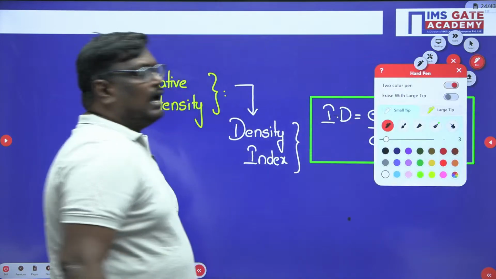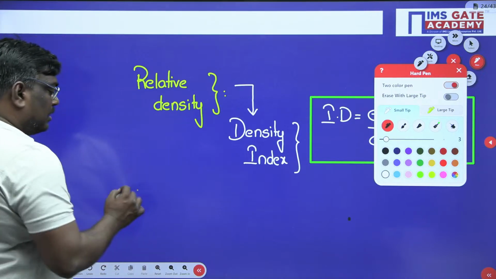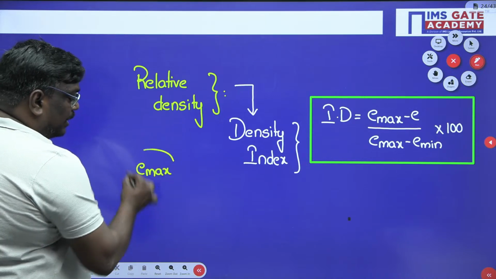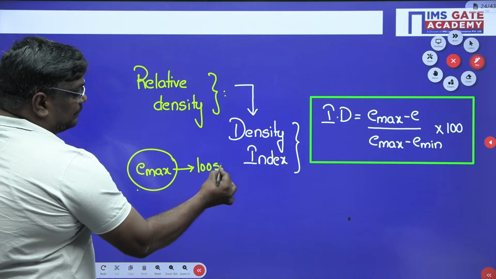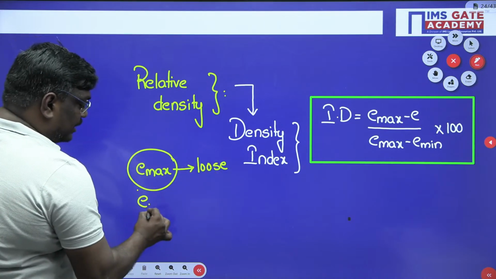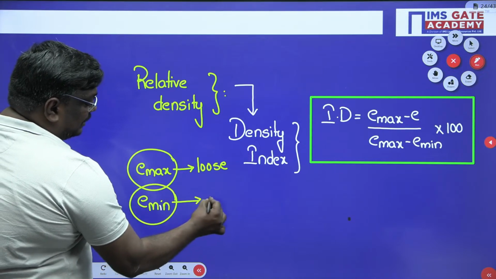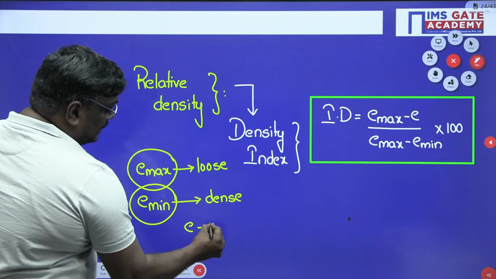I_D is nothing but (e_max minus e) by (e_max minus e_min) into 100. Now, when will the void ratio be maximum, sir? Void ratio will be maximum in the loose state. Void ratio will be minimum in the dense state. And e is the void ratio in the natural state.